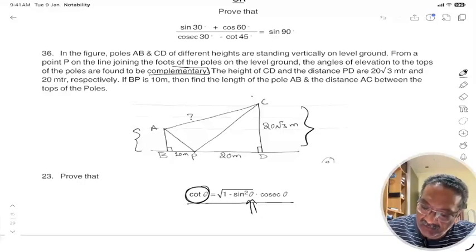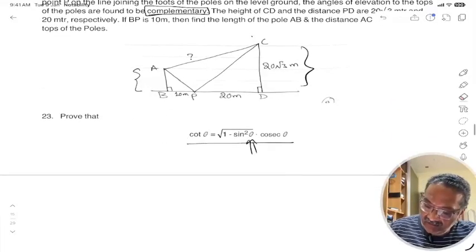Okay, what do you mean by complementary? What is the meaning of complementary?